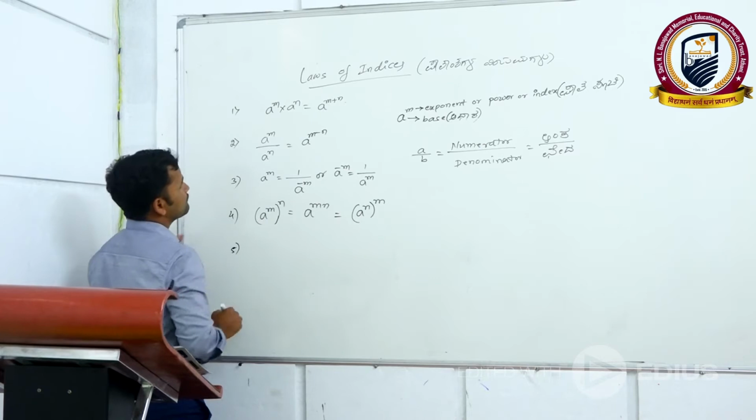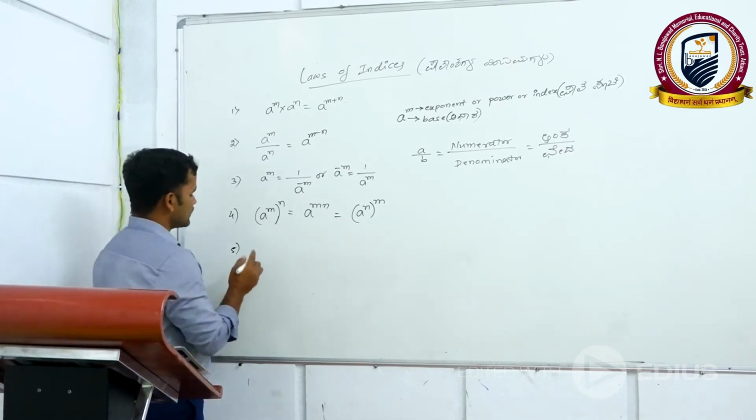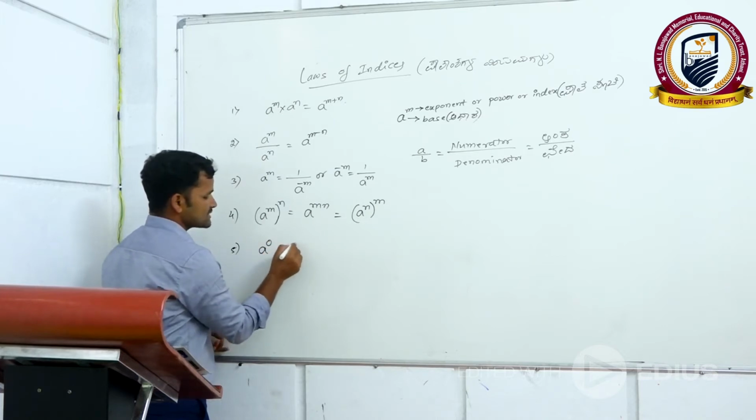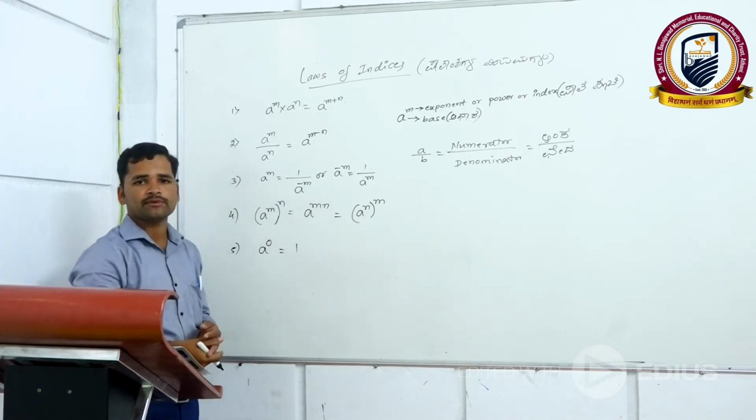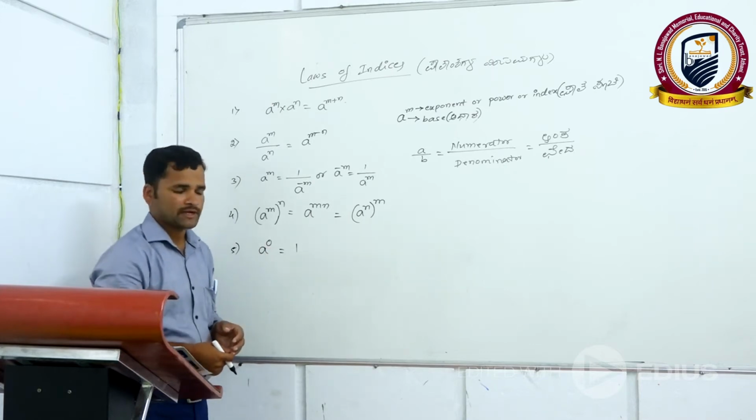Next, fifth one. a to the power 0 means its value will be 1. Always remember, anything to the power 0 is always 1.